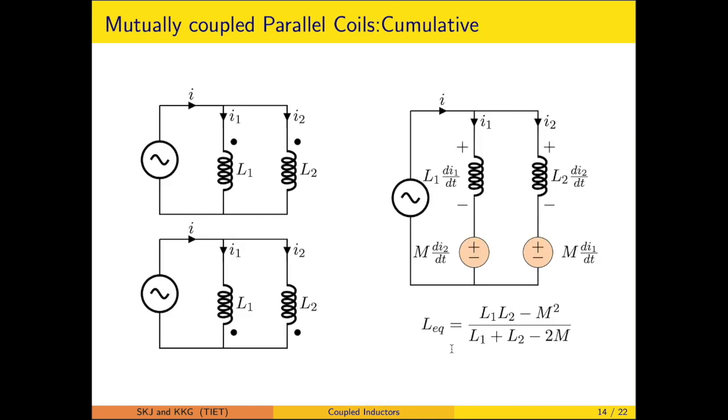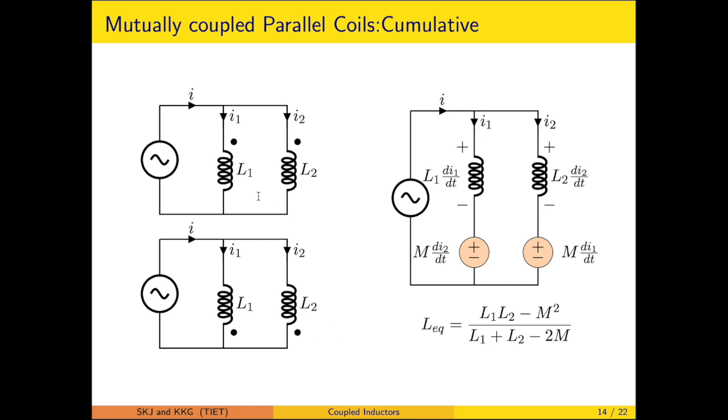Now the same procedure is repeated for the parallelly coupled inductors. So they are carrying the currents I1 and I2. The KCL suggests I is equal to I1 plus I2. Same case here: say the current is entering the dotted terminal. In both coils, the current is entering the dotted terminal, so they come out to be the cumulatively coupled inductors case.